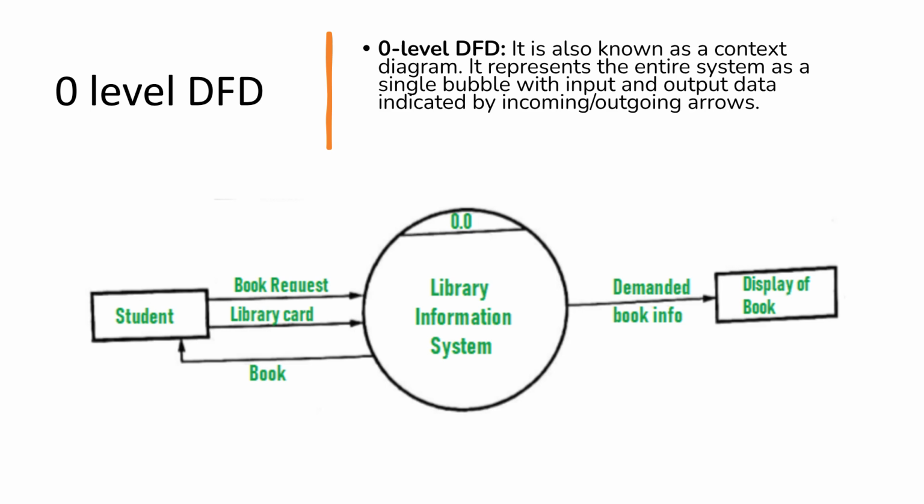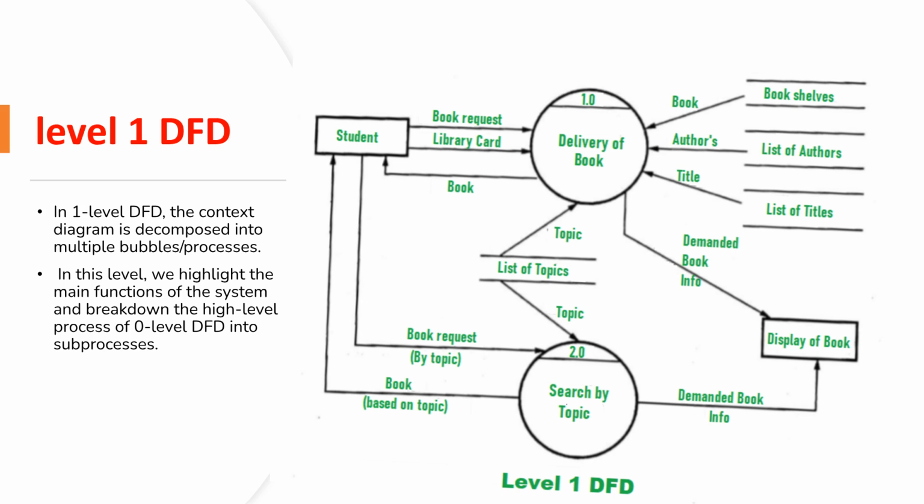The zero-level DFD, or context diagram, offers a high-level view. It represents the entire system as a single central process, showing its primary interactions with external entities. In a Level 1 DFD, we decompose that central process into multiple sub-processes. This layer highlights the main functions of the system, breaking down the high-level operations into more specific components.